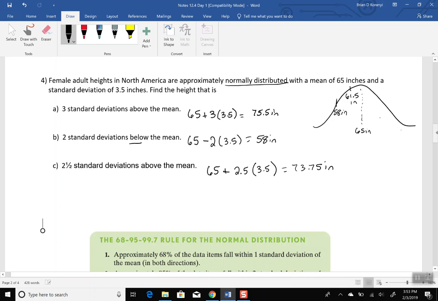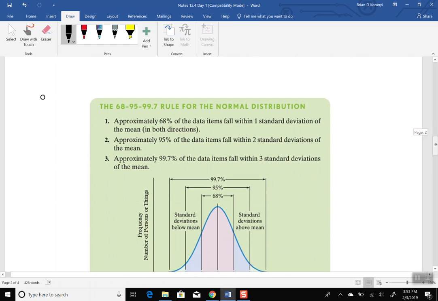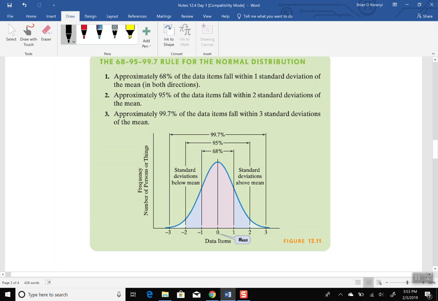Okay, so this is how you go from the mean. Once you know the mean and you know the standard deviation, you can start saying, here's the data that's 1 deviation from the mean, here's the data that's 2 deviations, and so on. So with that being said, we have this very special rule that we're going to be using the rest of the time. It's called the 68, 95, 99.7 rule for the normal distribution. It's literally like the coolest thing ever.